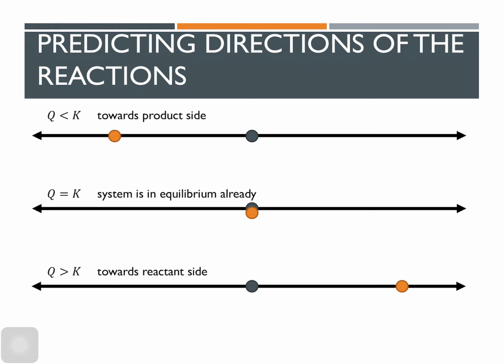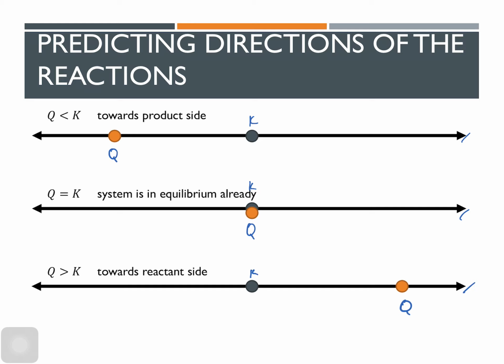If we have these number lines here, we have three number lines. The gray circle is the equilibrium constant. That is where your reaction should go. The reaction should go towards equilibrium. This is the Q, the orange circles, and that is our initial state.